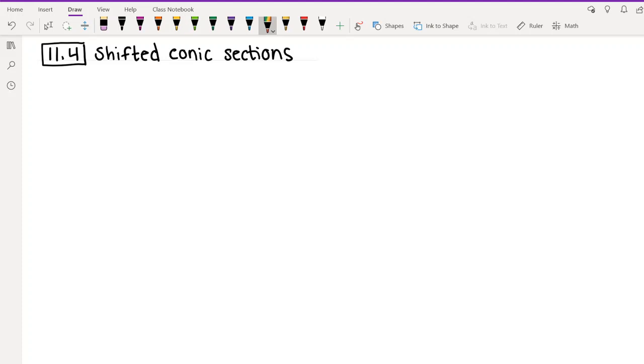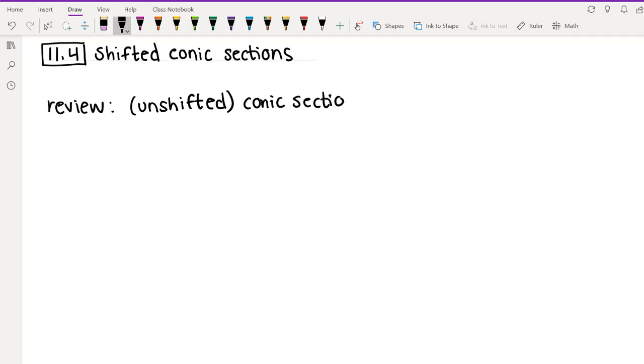what the unshifted conic sections, what their different equations look like, just so we have them all summarized in one place. So this is a review from earlier in the week. These are going to be the equations for unshifted conic sections. When I say unshifted, that basically means that they either have their center at the origin, or in the case of a parabola, the vertex is at the origin.